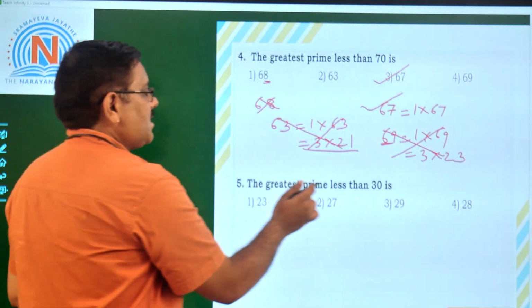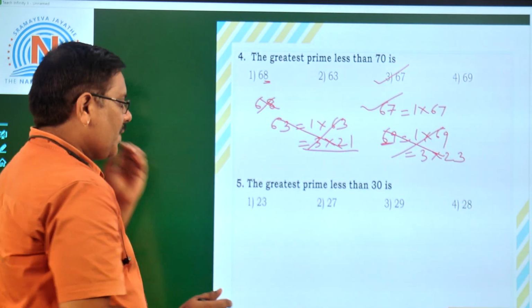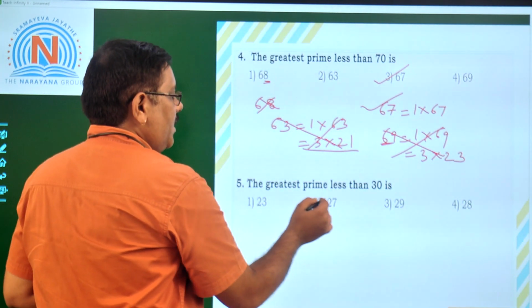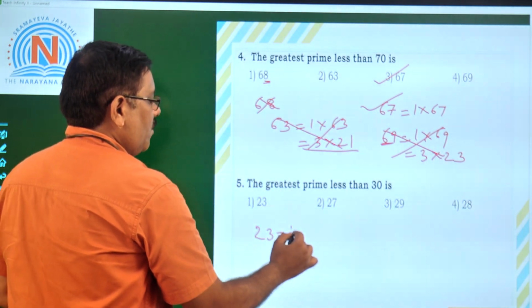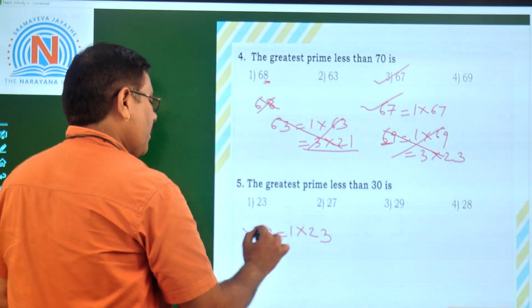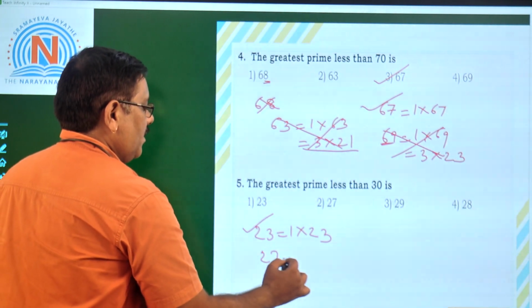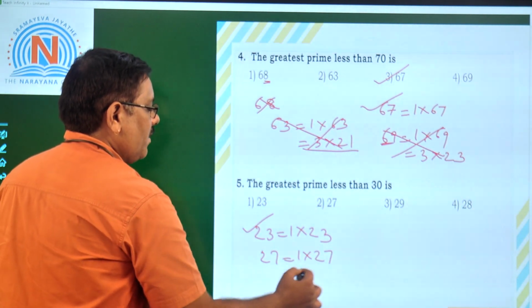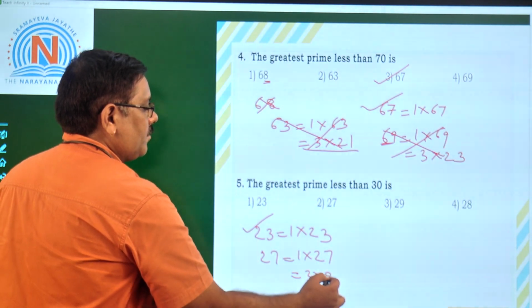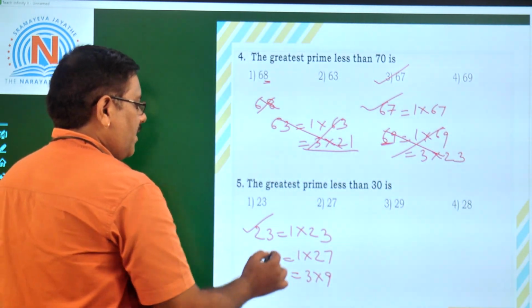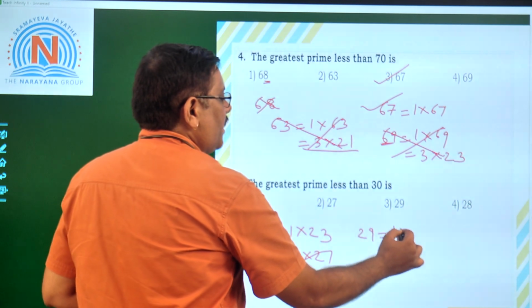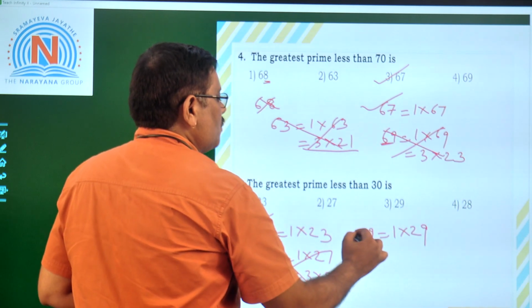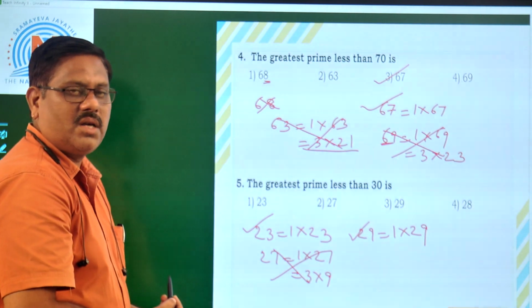Now the greatest prime less than 30. So here also we are given options 23, 27, 29, 28. 23, if you take, this is a prime number. 1 into 23, it's a prime number. Okay. 27, in addition to 1 into 27, we have even 3 into 9. So definitely it's not a prime number. Next 29. 29 also we can write as 1 into 29 only. So it is also a prime number.